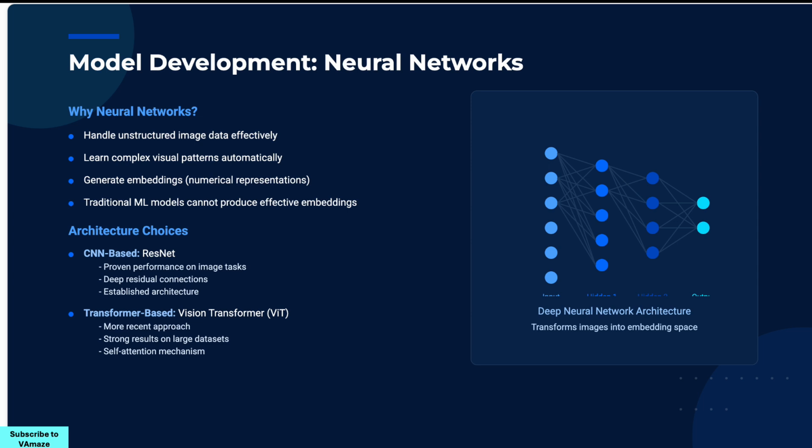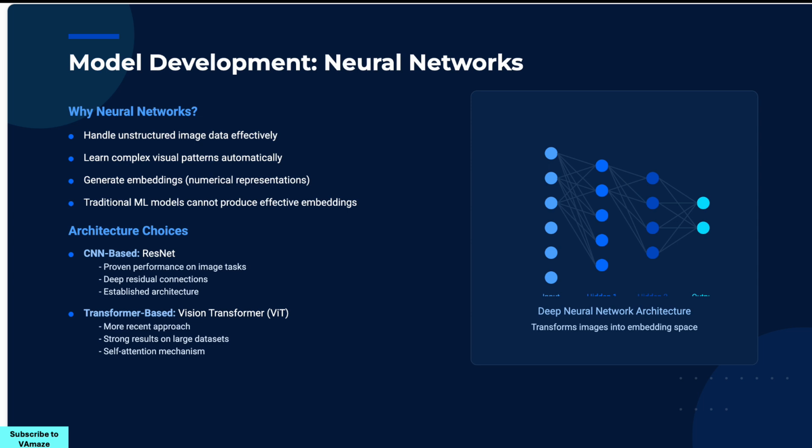Two main reasons. First, neural networks excel at handling unstructured data like images and text. They can automatically learn complex patterns that would be nearly impossible to hand engineer. And second, and this is crucial for our approach, neural networks can produce the embeddings we need. Traditional machine learning models simply can't do this effectively. They weren't designed for representation learning.